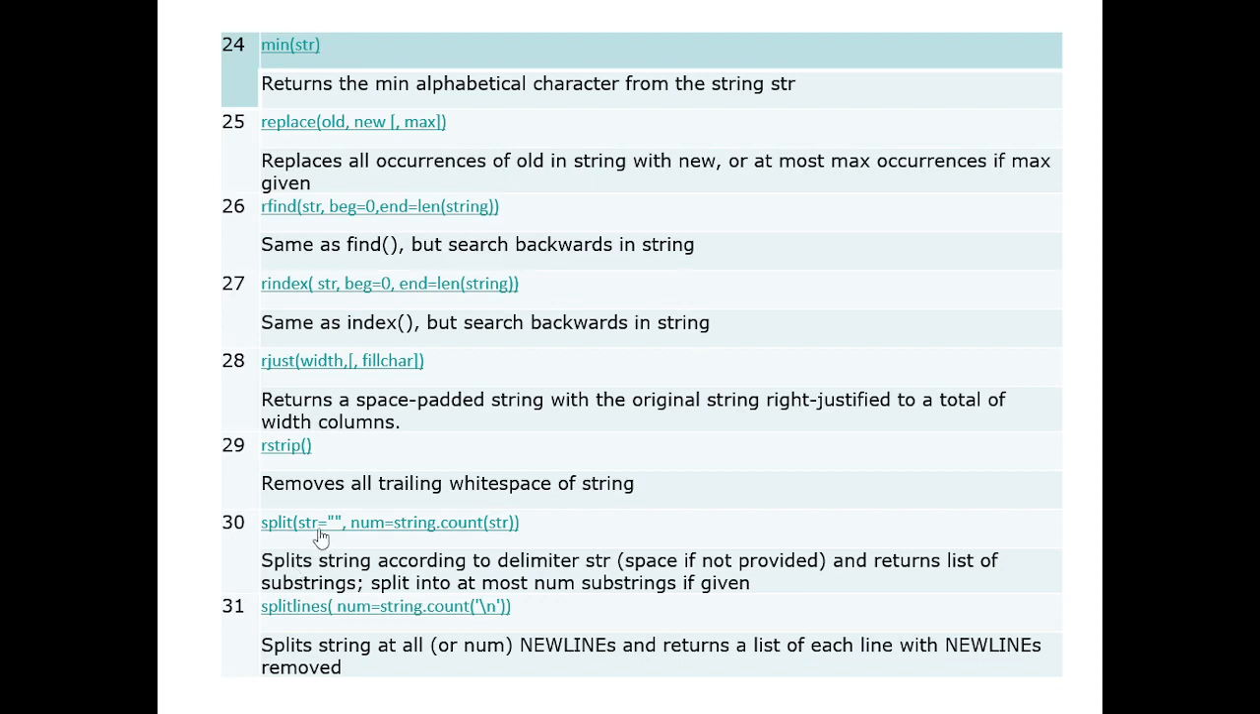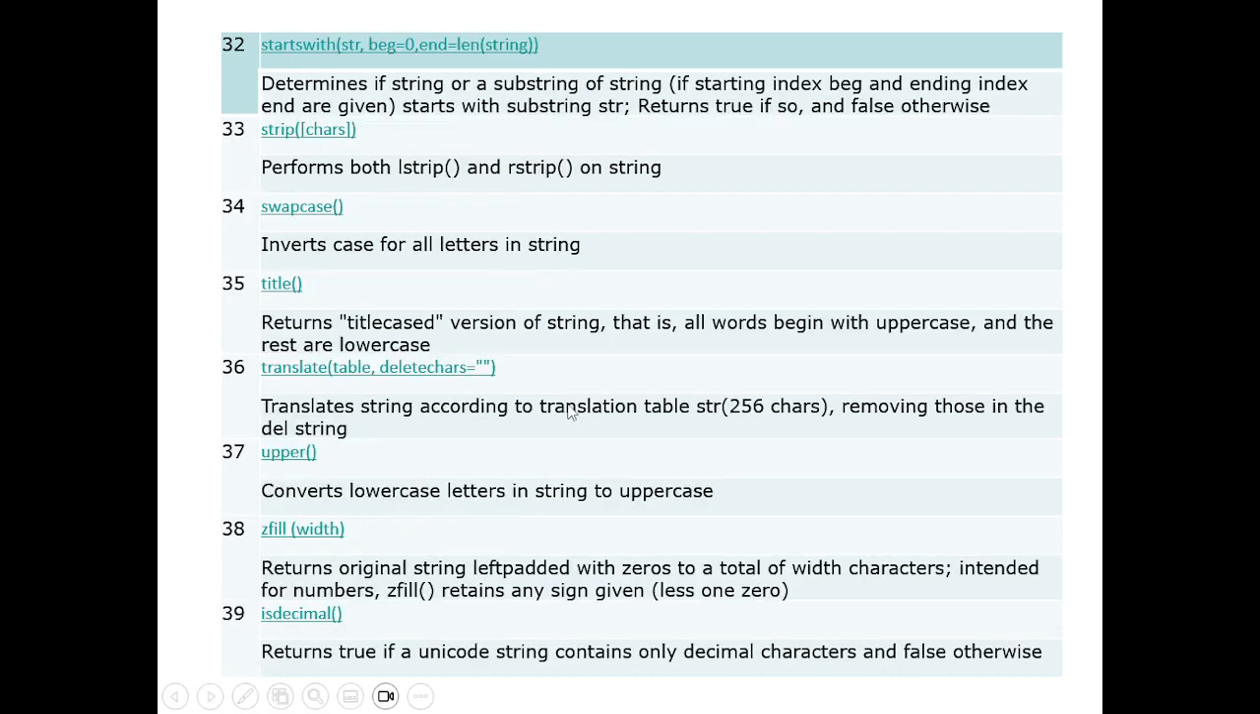Then we have split(str, num=string.count(str)), which splits the string according to a delimiter str, space if not provided, and returns a list of substrings split into at most num substrings if given. Then we have splitlines(num=string.count('\n')), which splits the string at all or num newlines and returns a list of each line with newlines removed. At 32, we have startswith. It determines if the string or a substring of the string, if starting index beg and end index end are given, starts with substring str; it returns true if so, otherwise it returns false. Then we have strip.